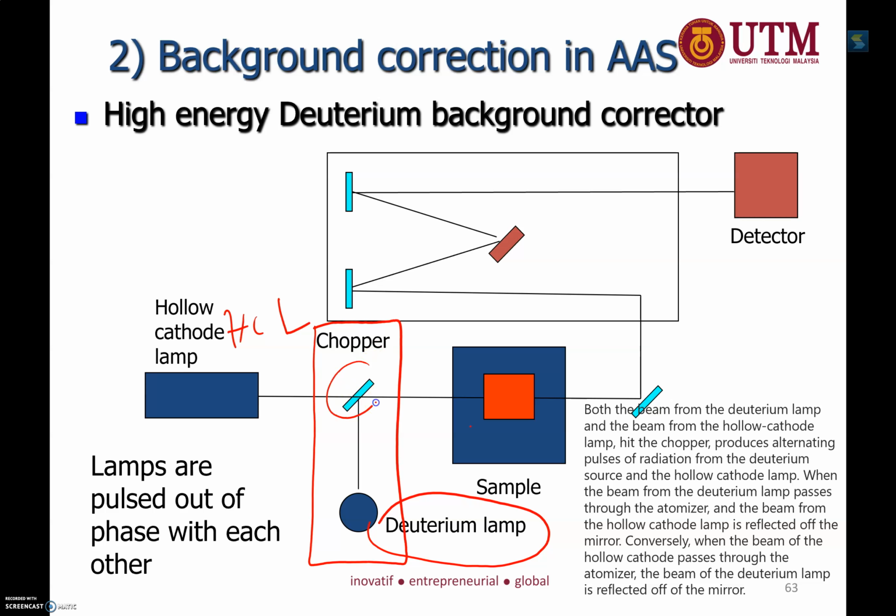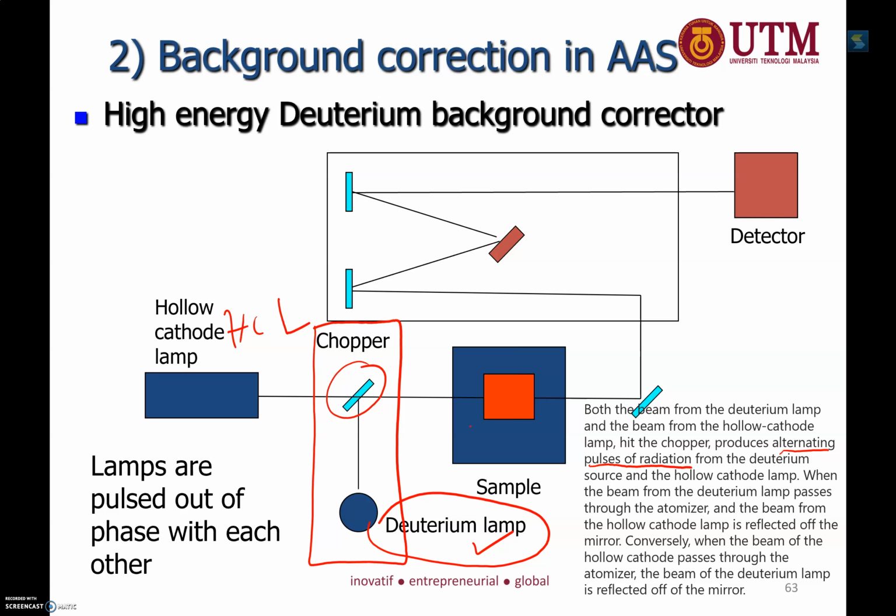But the extra part is this D2 lamp as well as the chopper. The existence of the chopper here is very important because it will produce alternating pulses of radiation from the D2 source and the hollow cathode lamp. It means the D2 lamp is coming into the system to help correct the background by subtracting the background signal inside it.